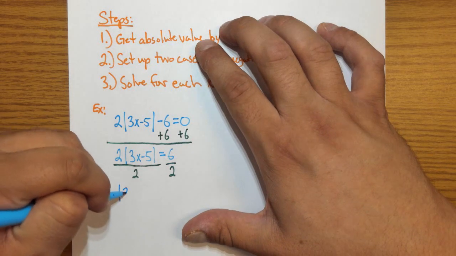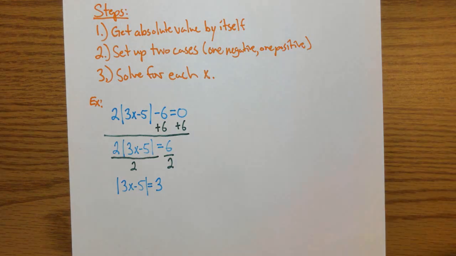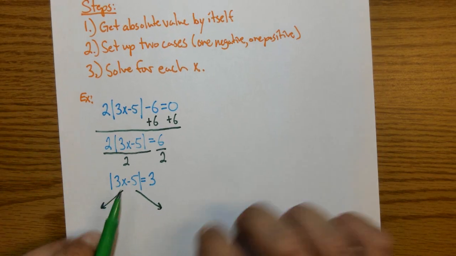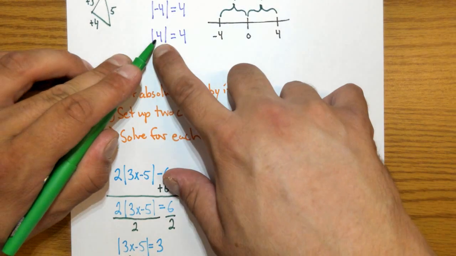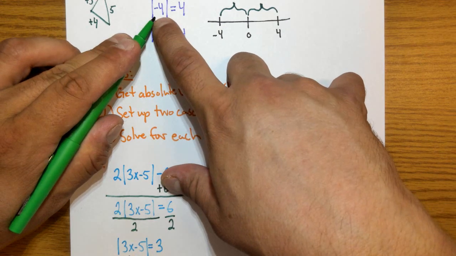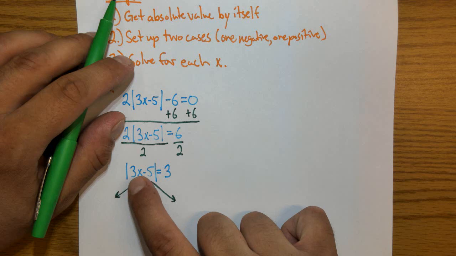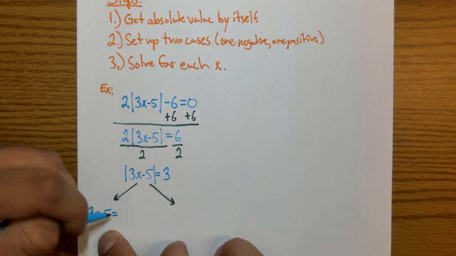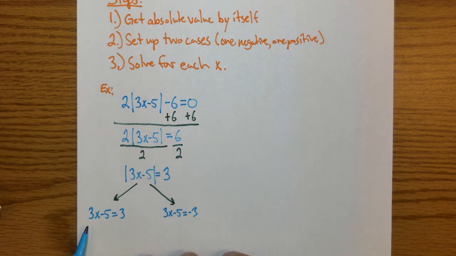Which will give us the absolute value of 3x minus 5 equals 6 divided by 2 is 3. Okay, so now this is what we want to do. We want to split this equation up into 2. So we know that whatever is inside of this is going to equal 3. But here's the thing, just like up here, it could equal either positive 3 or negative 3. So this thing could either equal positive 3 or negative 3. So we're going to set up two cases here. One is going to be 3x minus 5 equals 3, and the other one is going to be 3x minus 5 equals negative 3.